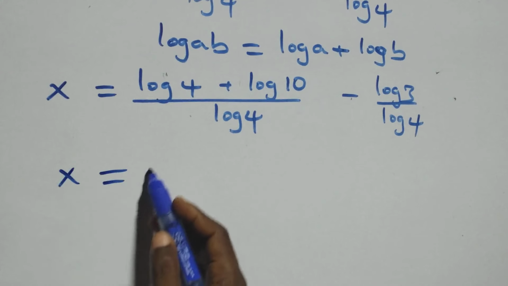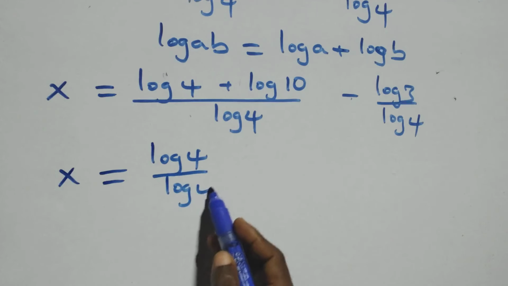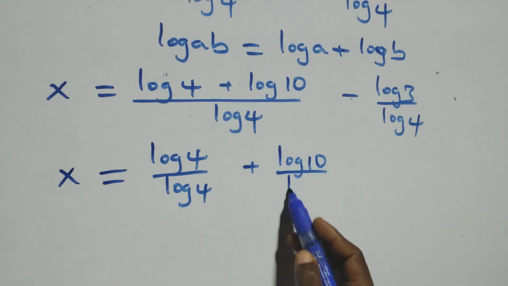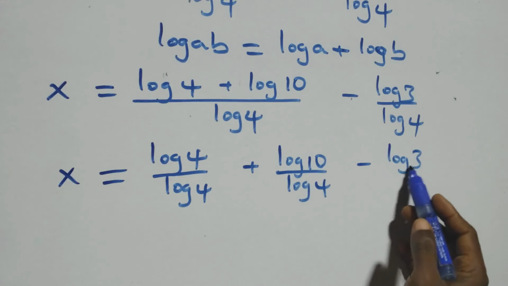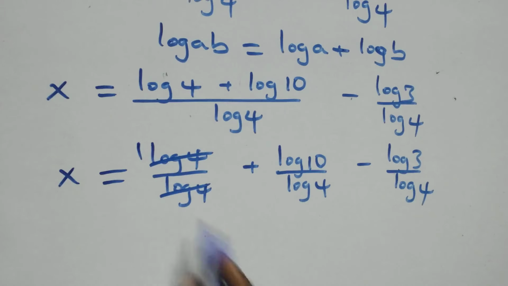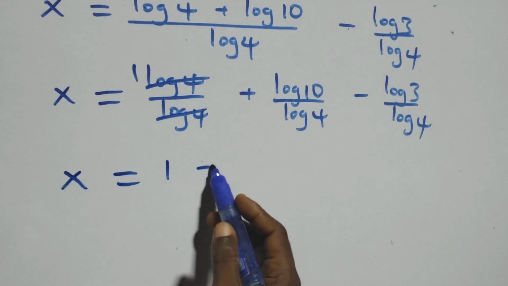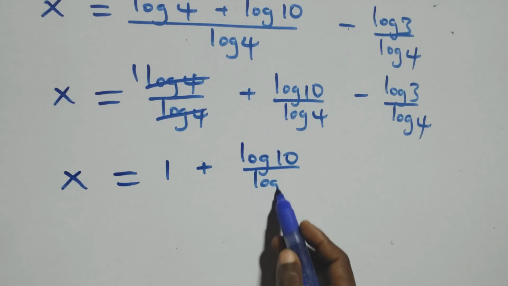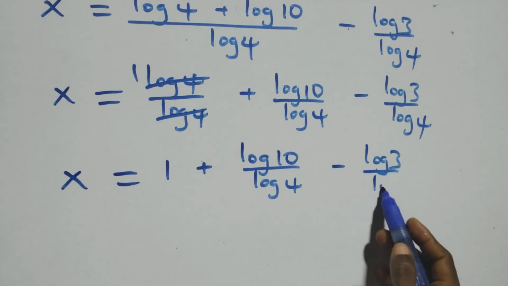And this here, we separate into two fractions. We have x now equals log 4 over log 4 plus log 10 over log 4 minus log 3 over log 4. That is here, log 4 cancel each other. We have 1 left here, which implies x equals 1 plus log 10 over log 4 minus log 3 over log 4.